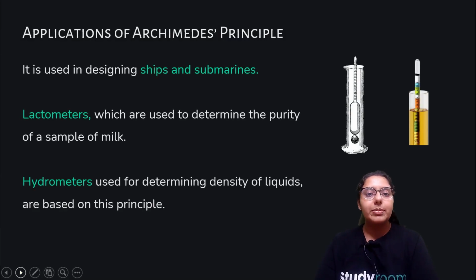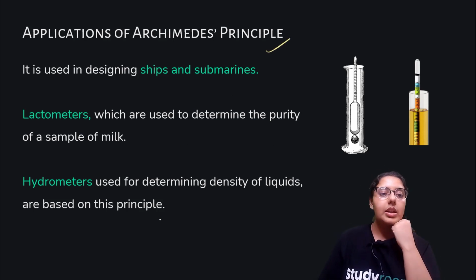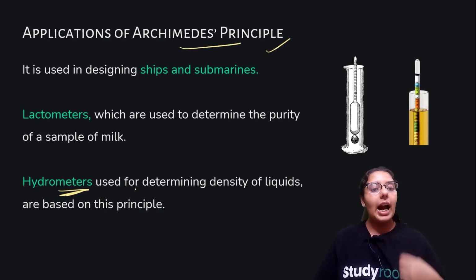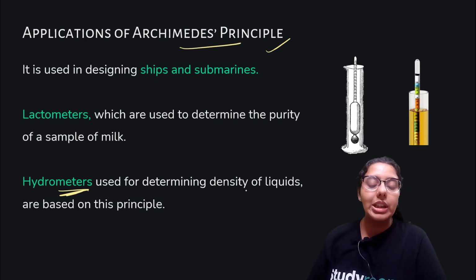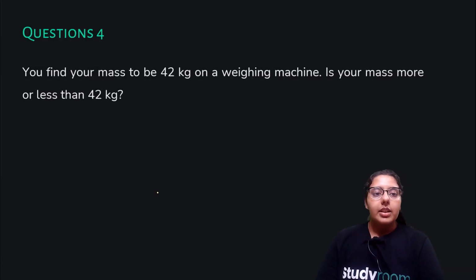Applications of Archimedes' principle. It is used in designing ships and submarines. Lactometers, which are used to determine the purity of a sample of milk, also use Archimedes' principle. Hydrometers, which are used for determining the density of liquids, also apply Archimedes' principle. Okay. So let's do this question.